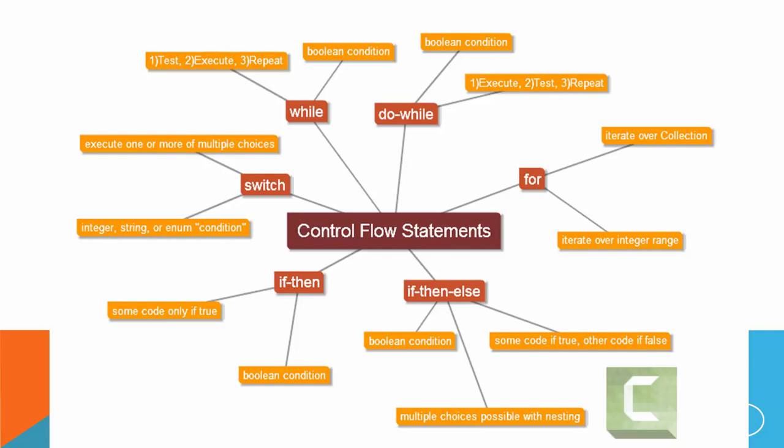The point here to understand is when we use while, we first test, then execute, then repeat. In case of do while, we will first execute, then test, then repeat. In case of for, we will do the initialization and test, then perform the activity and then do the repeat.